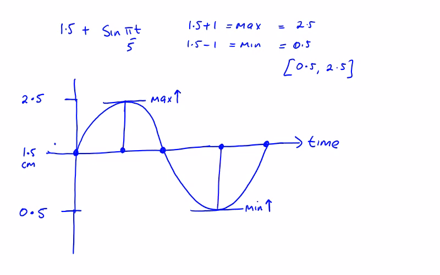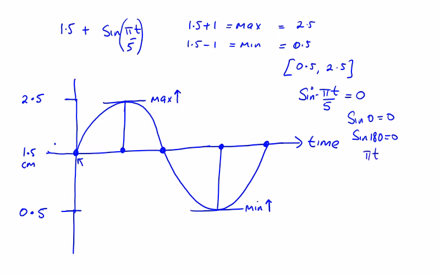Let's have a look at when this function is equal to 0. When is sine of pi t over 5 equal to 0? Well, the sine of 0 is equal to 0, so that's this one here. And the sine of 180 degrees is equal to 0.